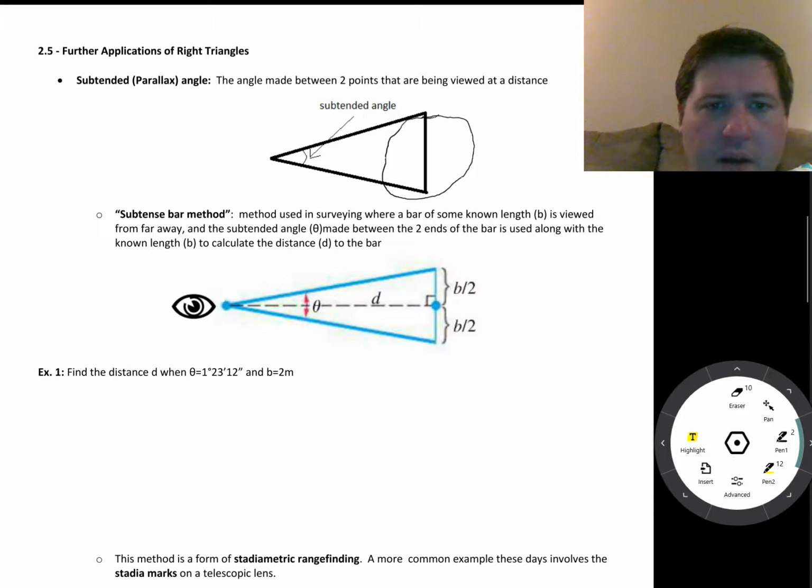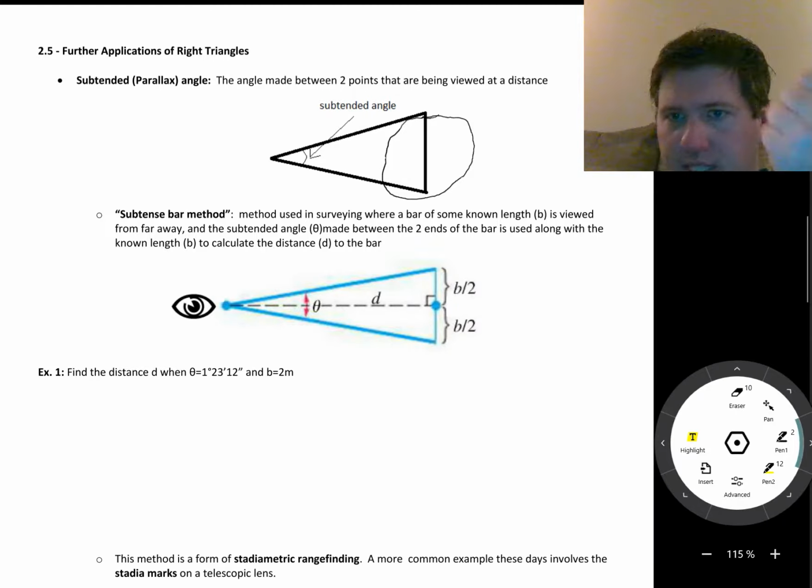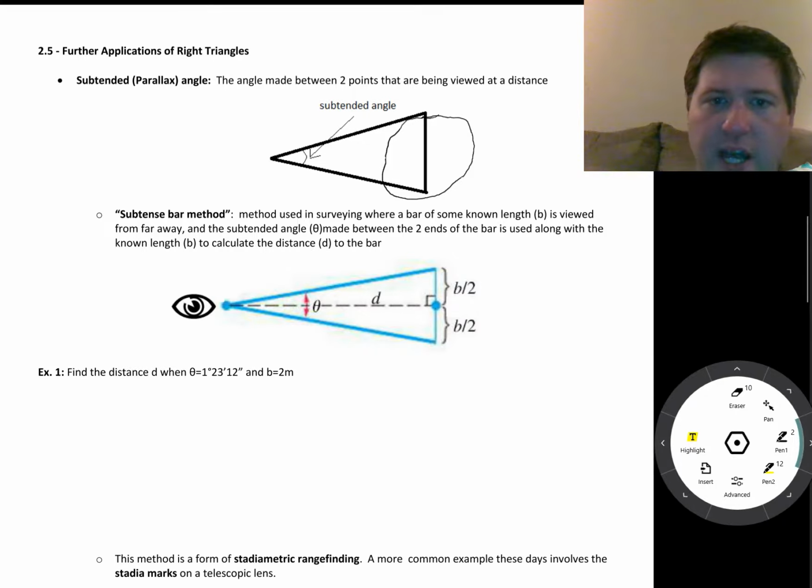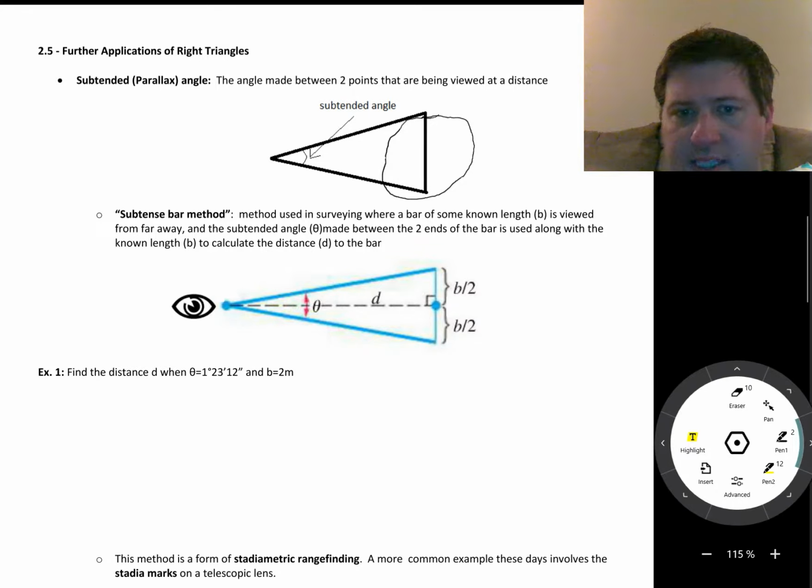So the subtends bar method is one of the first ones we're going to talk about, and I actually used to do this, incidentally. I worked with a forestry company, and this was our cheap and easy way of gauging distances really quickly. The idea is you've got some bar of known length. I would carry a stick. I was always the guy to do the carrying. Someone else would look out at me and see what angle the ends of the stick made, because they know how long my hiking stick was. And with that angle, we can measure the distance.